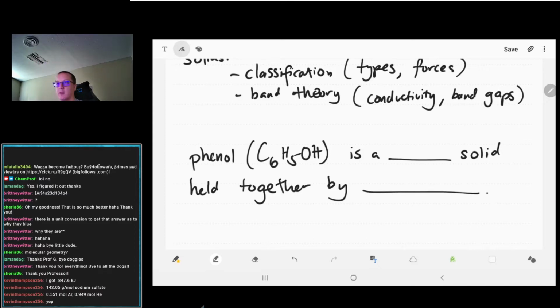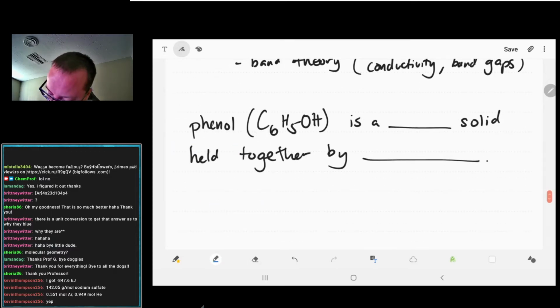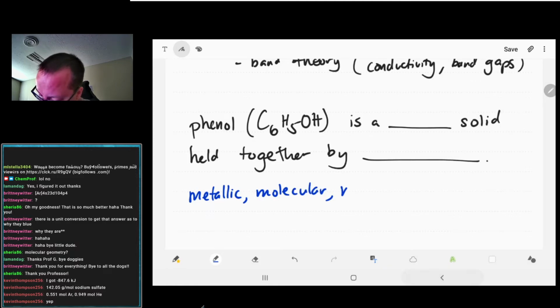Okay, here's a question for us. So here's phenol, which is given a formula for us right there. Let's classify it and see what type of bonds hold it together. So remember our four types of solids: we have metallic solids, molecular solids, network solids, and ionic solids.